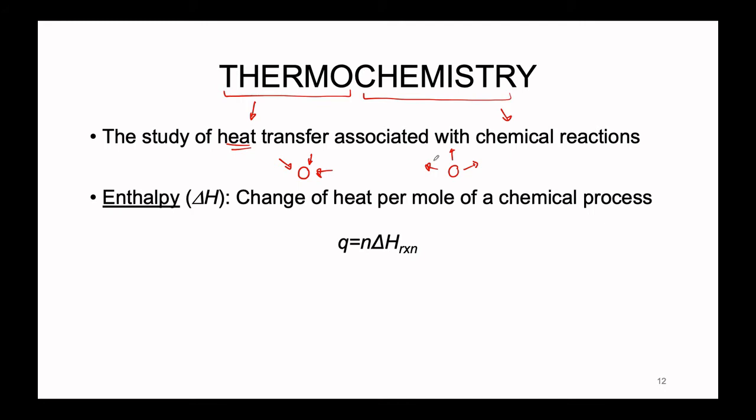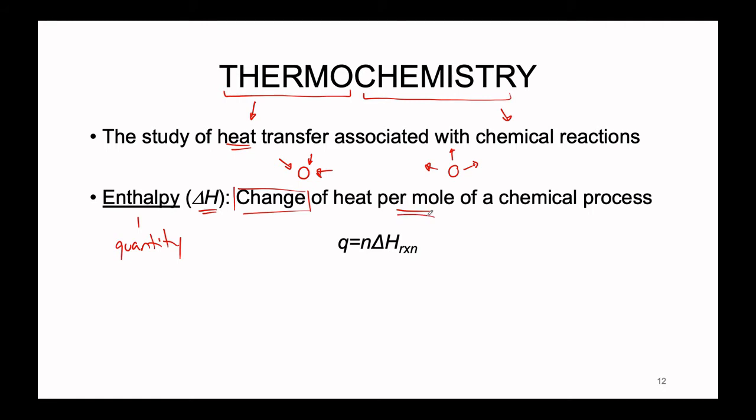Now, enthalpy is the measure or the quantity of heat per mole that is going to be exchanged during the chemical process. So thermochemistry, we're looking at heat in chemical reactions. Enthalpy is the way that we quantify that heat. The variable for enthalpy is going to always be delta H. H for enthalpy, the delta because we are looking at a change of heat, right? So what's the difference between reactants and products? How much heat gets released on a per mole basis?